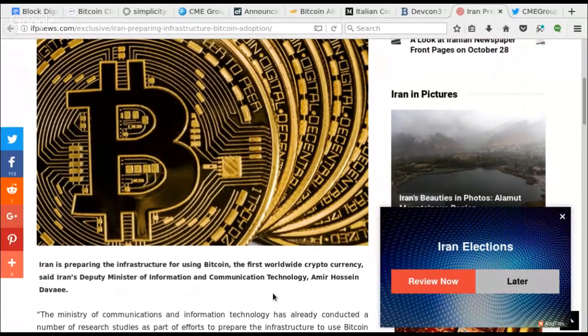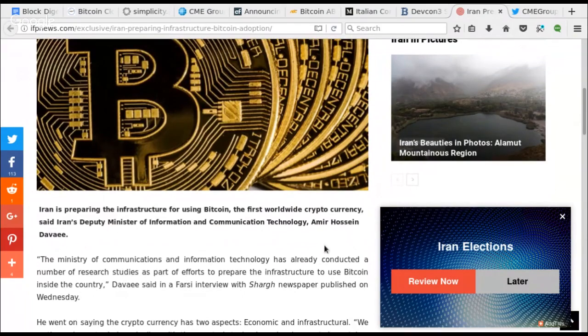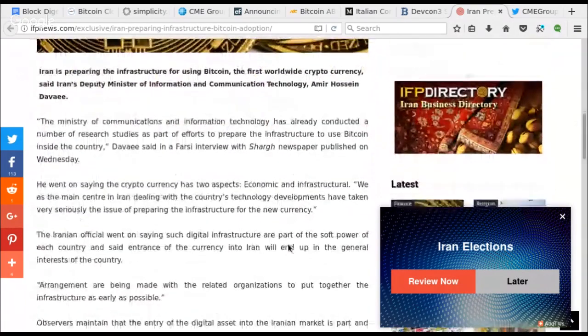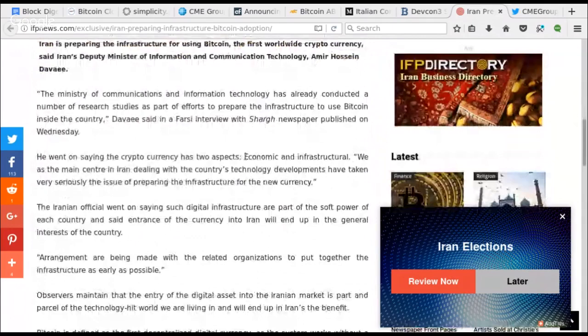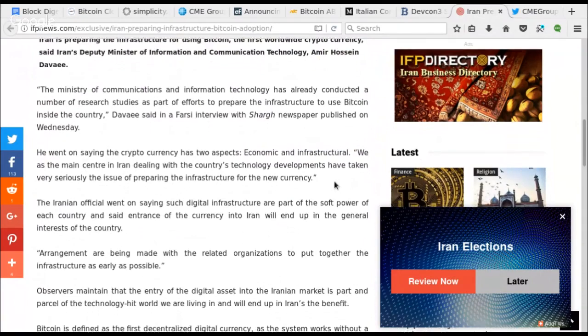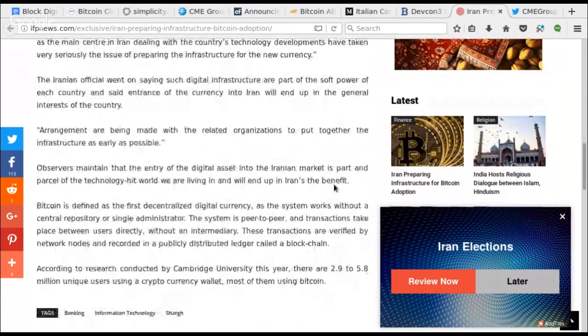I didn't have the chance to actually dig beyond this source because a lot of it wasn't in English, and it's a lot of publications that I'm not personally aware of, so I can't really speak to their credibility. But IFP News is saying that Iran's Deputy Minister of Information and Communication Technology, Amir Hossein Davi, is looking into widespread infrastructure integration, both economically and technologically, to start allowing the use of Bitcoin and cryptocurrencies domestically in Iran.